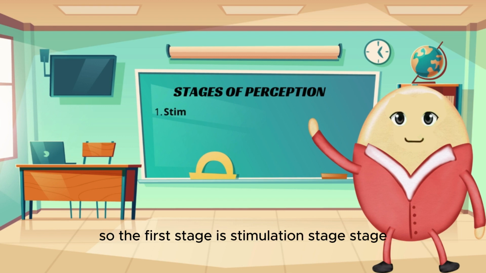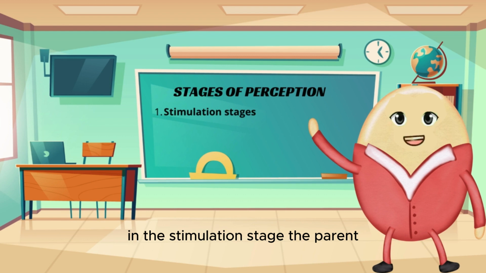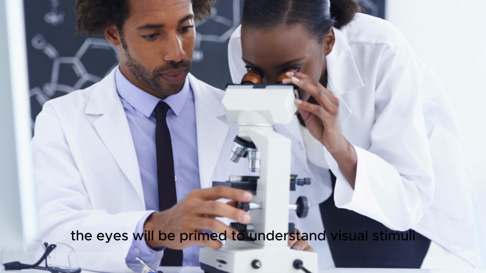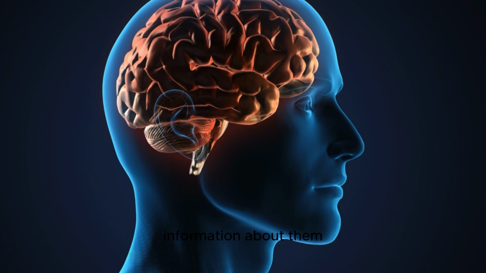So the first stage is the stimulation stage. In the stimulation stage, the sensory receptors will be stimulated by different stimuli. For example, the eyes will be primed to understand visual stimuli. After the stimuli are detected, information about them will be sent to the brain for processing.